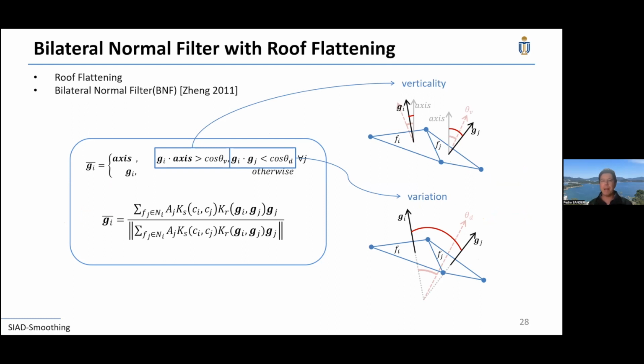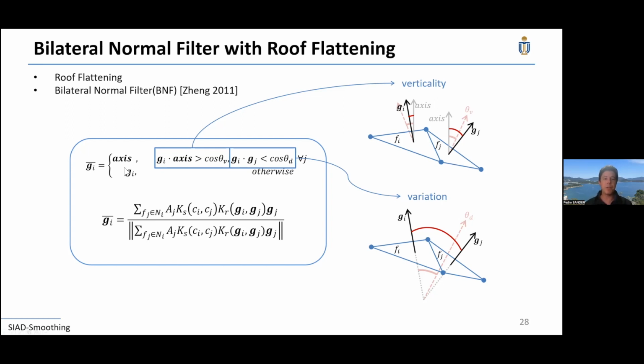So we devised a flattening scheme and combined it with the bilateral normal filter. Essentially, the basic idea is that we snap our current normal to the vertical normal if the current normal is close enough to it, and there is sufficient normal variation. Then we treat that as being the axis normal, or the vertical normal, right? So that's the part that maintains verticality, so it maintains flatness at the top.